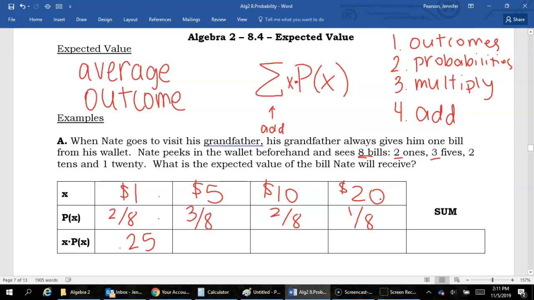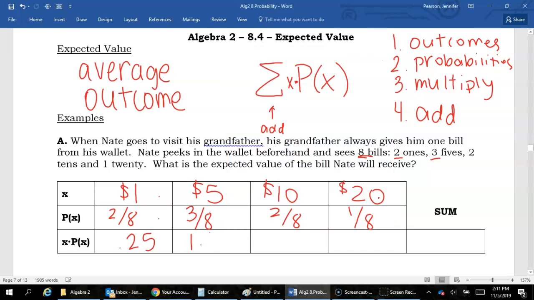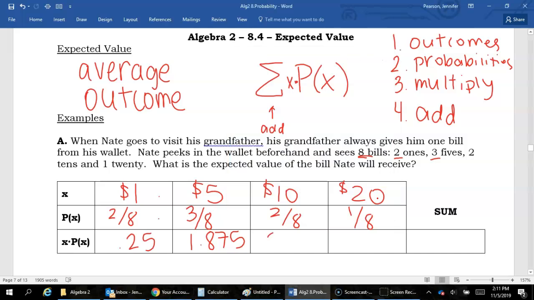Same deal, 5 times 3 divided by 8 is 1.875. 10 times 2 divided by 8 is 2.5. And I know that the last one is going to be the exact same answer because 10 times 2 is 20, 20 over 8, 2.5. 20 times 1 is also 20 over 8, 2.5.